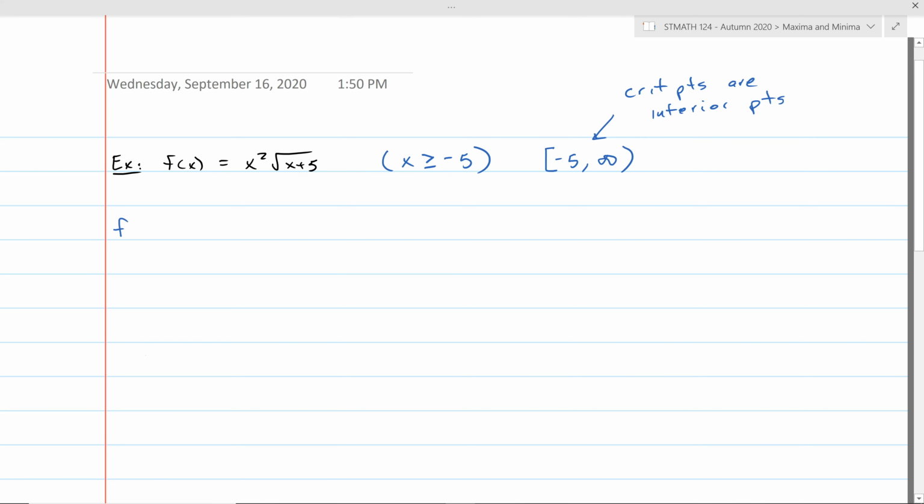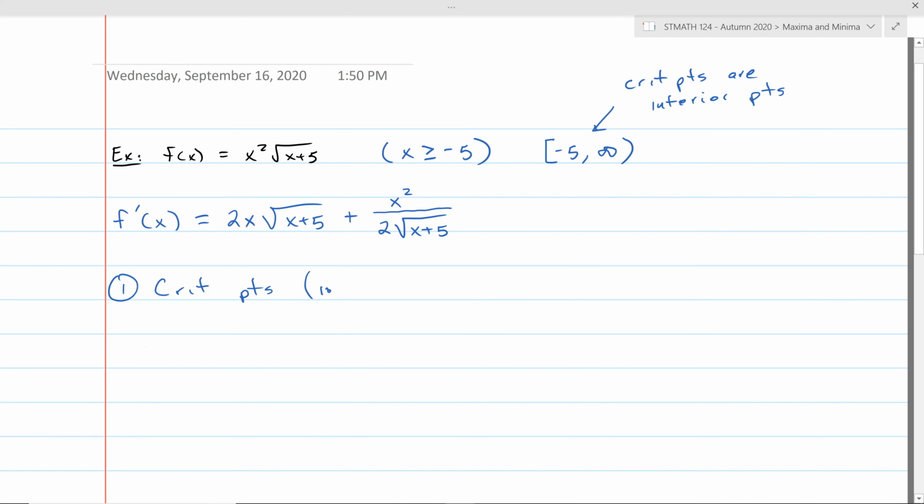First thing we've got to do is calculate the derivative. So f prime of x, I'm going to use the product rule. I have 2x times the square root of x plus 5. And then when I differentiate the square root of x plus 5, I get 1 over 2 square root of x plus 5. So this will be x squared over 2 square root of x plus 5. Okay, now I've got to find the critical points. And just parenthetically, I'm going to note that the critical points have to be in the interval from -5 to infinity, the endpoints not included, where the derivative is equal to 0. So I just set 2x times the square root of x plus 5 plus x squared over 2 square root of x plus 5 equal to 0.